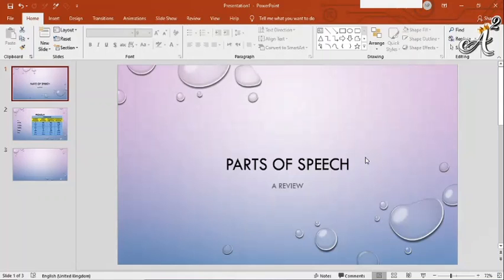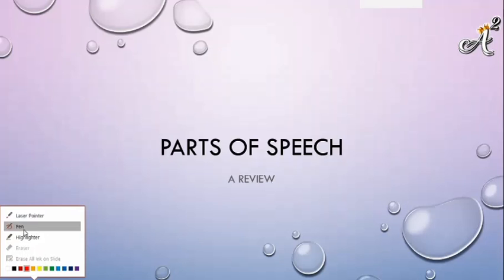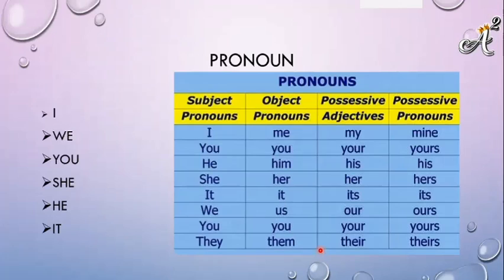Now I want to see what all I have done. So I'm going to go to presentation mode by going down over here and clicking on Slideshow. When I click on Slideshow, I'm just going to go to the laser pointer. It shows me my title, and we got our pronoun, the second slide.